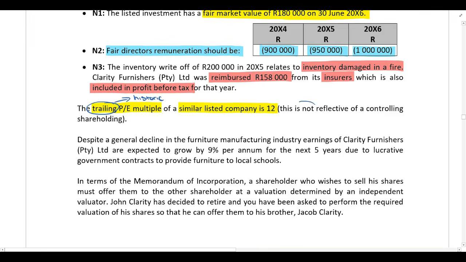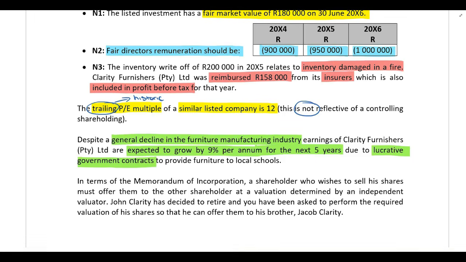And this is not reflective of a controlling shareholding. I'll discuss that with you in more detail when we actually get to the solution. Despite a general decline in the furniture manufacturing industry, earnings of Clarity Furnishers are expected to grow by 9% per annum for the next 5 years. And this is due to lucrative government contracts to provide furniture to local schools.